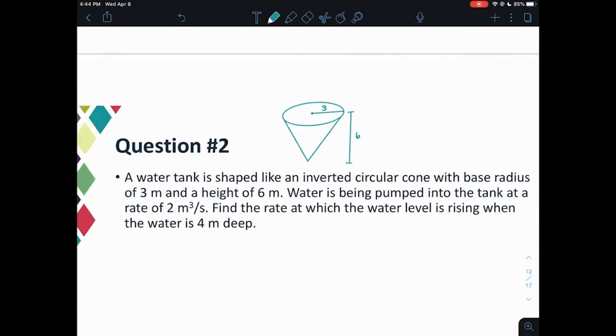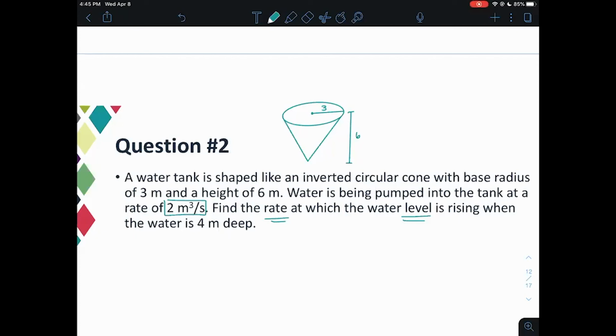Water is being pumped into the tank at a rate of 2 meters cubed per second. So that's how the volume is changing. Find the rate at which the water level is rising when the water is 4 meters deep. Okay, so we're starting with an empty tank and then the water level is rising. We want to figure out the rate, so a derivative, the rate at which the water level is rising.